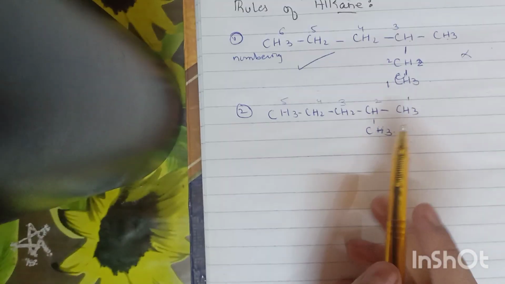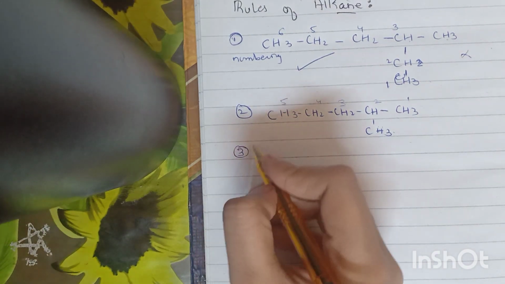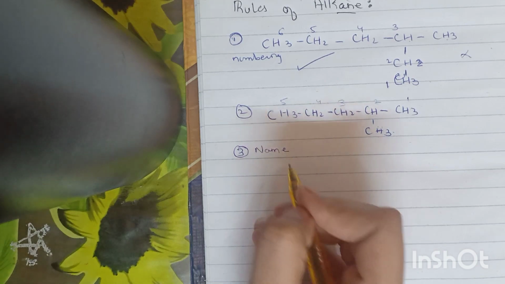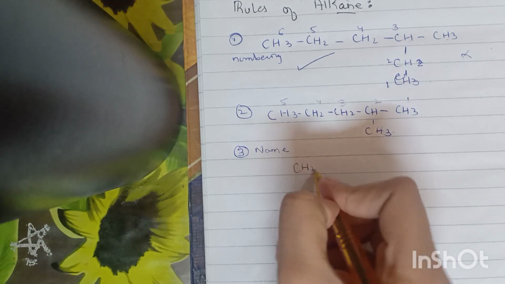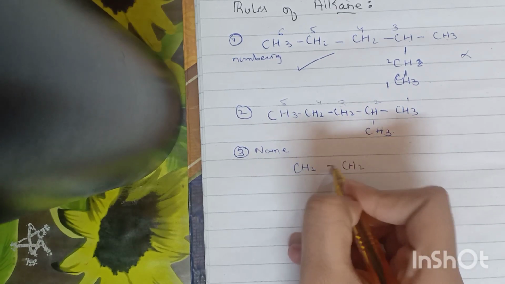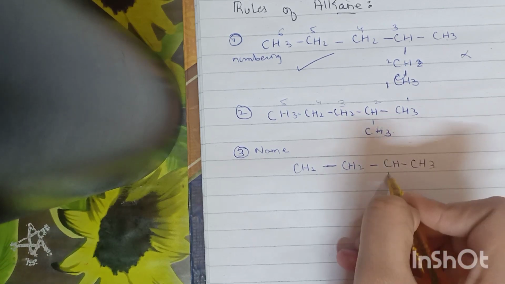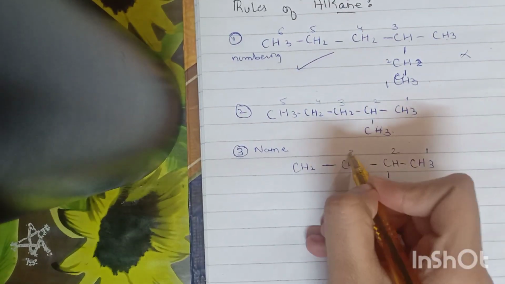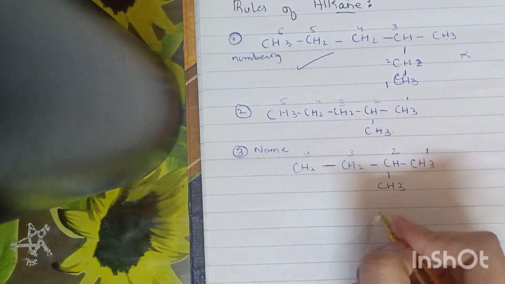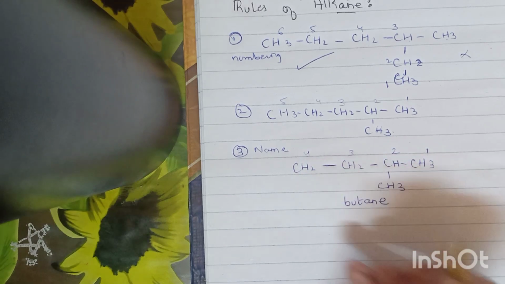Okay, clear? So let's move to the third rule, that is now give the name to your alkyl radical, or where it is placed. For example, CH2, this is a single bond, CH3, CH3, right? Now from where will we give the numbering? Here, 1 2 3 4. And what is 4? But. And here's a single bond, so what will it be? Butane, right?